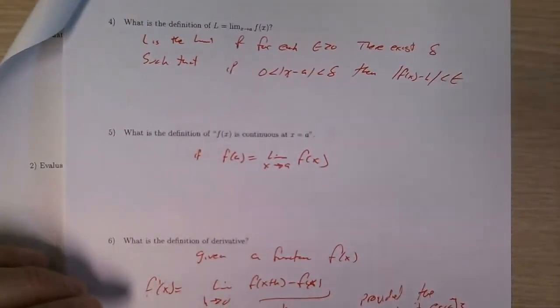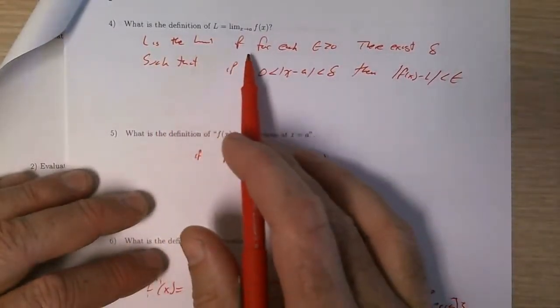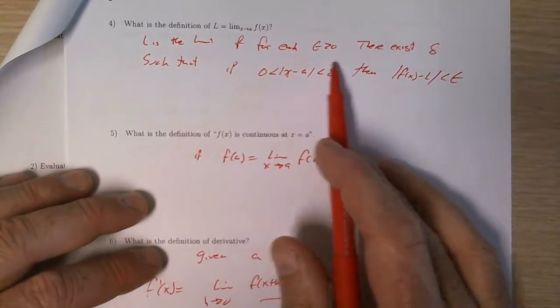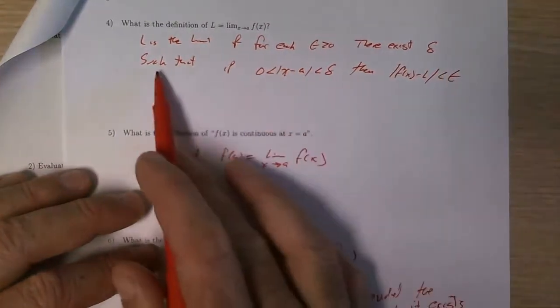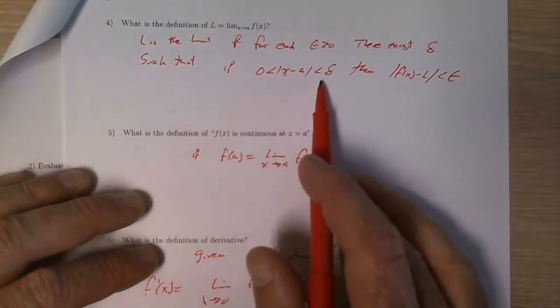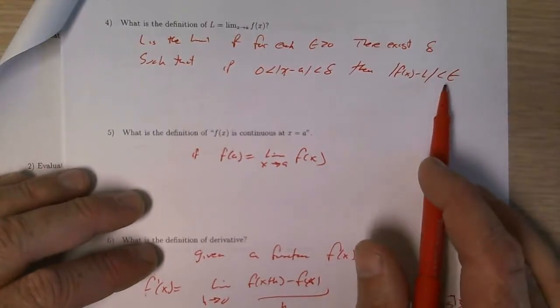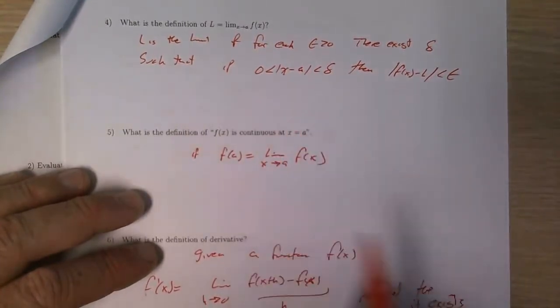Definitions. I said you needed these definitions. What's the definition of limit? Well, L is the limit of f of x as x goes to a if for each epsilon bigger than 0, there exists a delta such that if 0 is less than absolute value of x minus a is less than delta, then the absolute value of f of x minus L is less than epsilon. All right, that's the epsilon delta definition of limit.